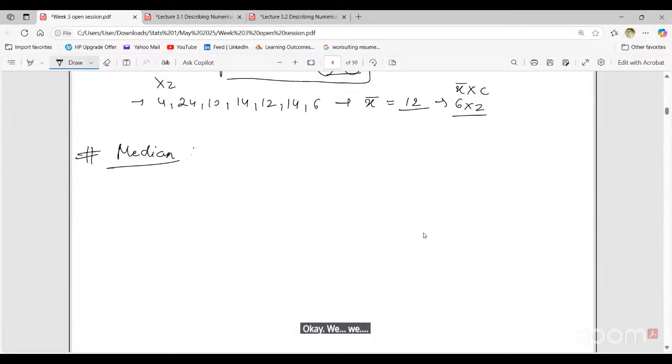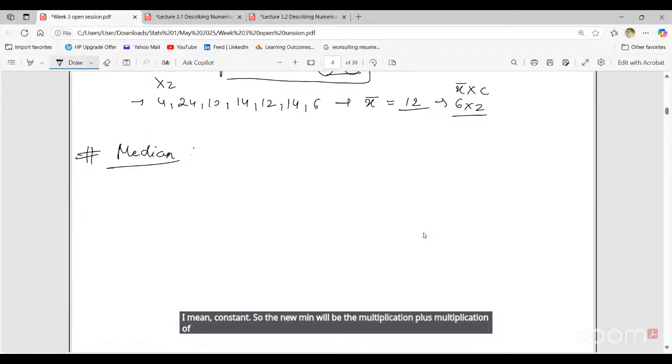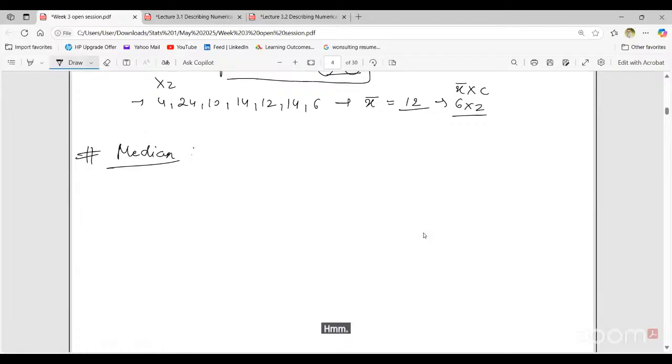Like, we have multiplied something with the sample mean, plus a constant. So the new mean will be the multiplication plus the constant. Correct. So it will help us identify the percentage in the percentage example. Yeah, percentage example, you can also do that.